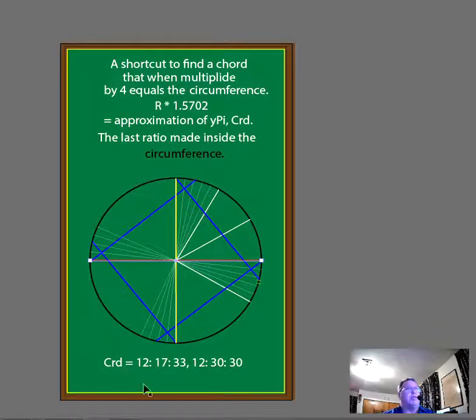And if you look at these symbols down here, we have 12, 17, 33, 12, 30, 30. These can be seen as times, basically 12:30 and 3:30 seconds. Sorry about that. 12 hours, 17 minutes, and 33 seconds.